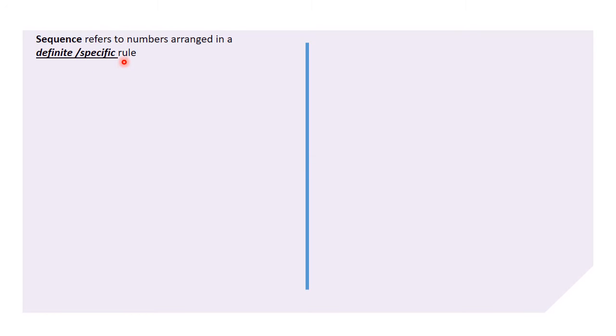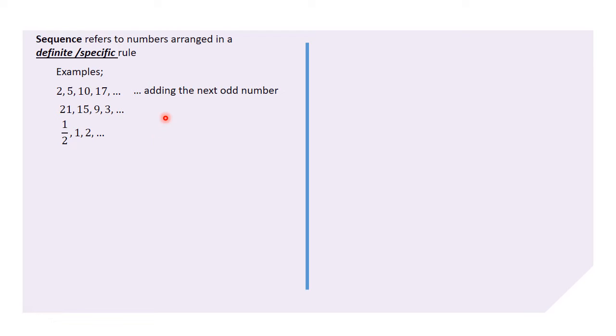Now, a sequence refers to numbers arranged in a definite or specific rule. For example, we can have these numbers here, which are arranged according to some specific rule or definite rule, or these others here, or these others here. You could be already guessing how we're getting the next term.